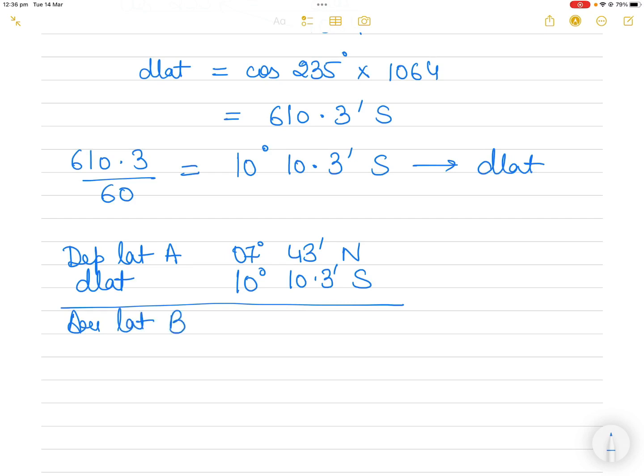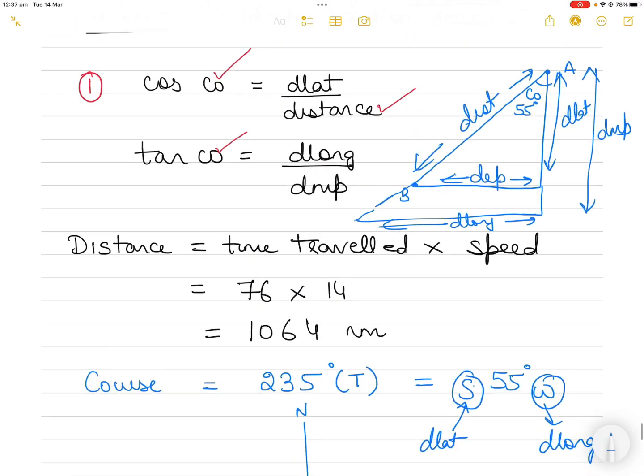Now remember, if you are at 7 degrees 43 minutes north and you have gone 10 degrees to south, that means you are no longer in the north hemisphere. You have pretty much crossed over to the southern hemisphere. So this time you will just subtract the value. So what you can do is put 10 degrees 10.3 minutes in your calculator, and then put 7 degrees 43 minutes in your calculator, and the answer you will get is 2 degrees 27.3 minutes. So just write 2 degrees 27.3 minutes, and of course you have crossed over to the south latitude, because from 7 degrees north you have gone 10 degrees to the south. So of course you have crossed over to the southern latitude.